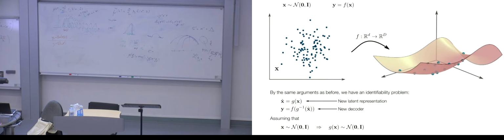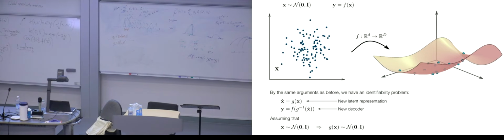And we've already seen this argument. We can take a function g, apply it to our latent variables to deform that latent space. We can just invert that mapping when constructing a new decoder, and thus we have an identifiability issue. Now, the only thing is that we added this additional constraint when building our generative model, that the latent variables follow a Gaussian distribution. So if our newly reparameterized model is supposed to be equally optimal, then it needs to preserve the distribution of that prior. Meaning that g of x also needs to be standard normal distributed.